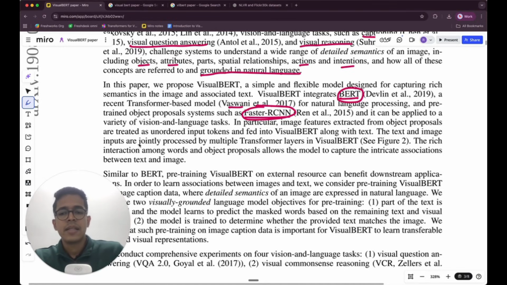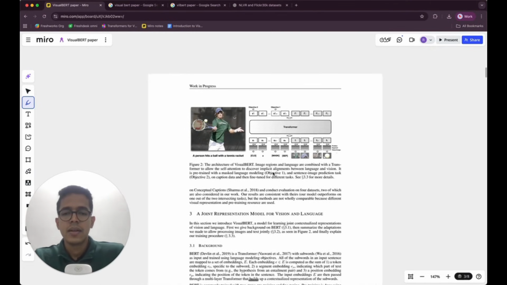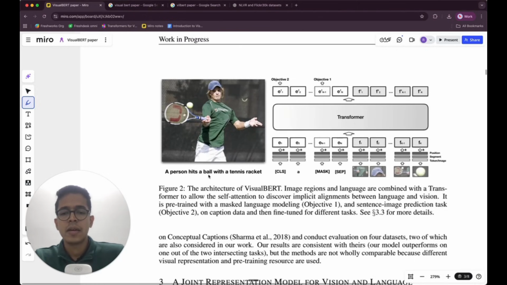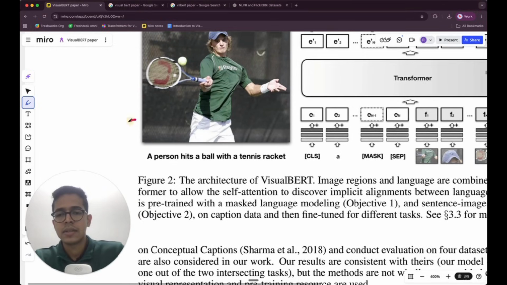The text and image inputs are jointly processed by multiple transformer layers in VisualBERT. So obviously, VisualBERT will have BERT, which means there will be transformer layers, and here they are saying there are multiple transformer layers in VisualBERT. See figure 2. Where is figure 2? So this is figure 2. In figure 2, a person hits a ball with a tennis racket. So this is the image and this is the caption. So this is the image caption pair.